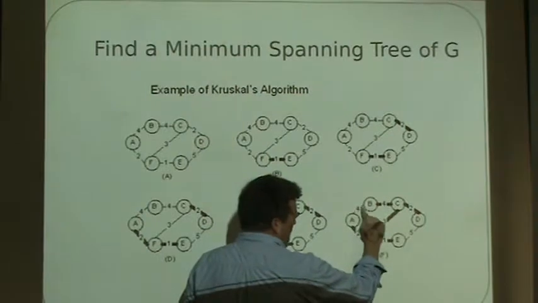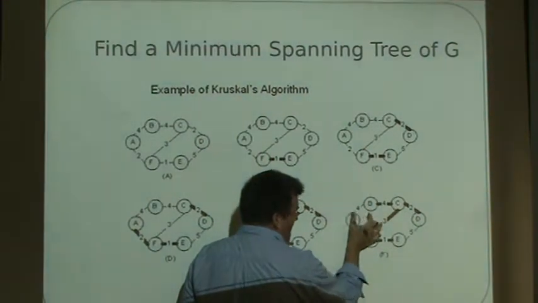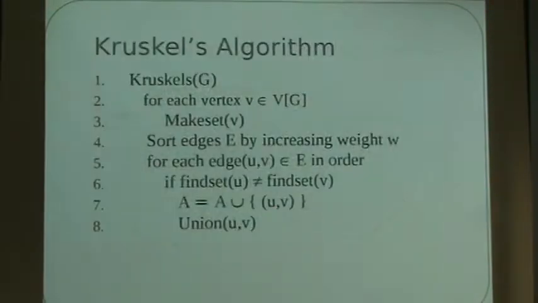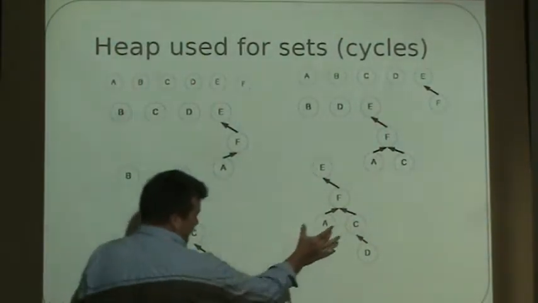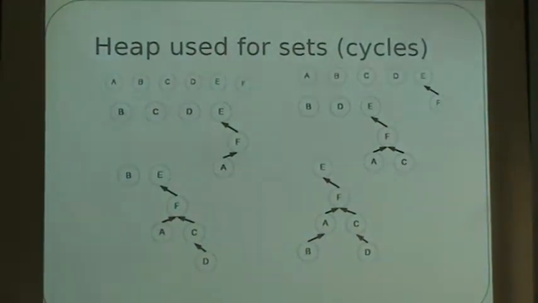If we said, let's see, should we add the edge between A and B, we would ask, what set is A from and what set is B from? And at this point, A would come from the set E, and B would come from set E. They are both from the same set, so we won't add that one.